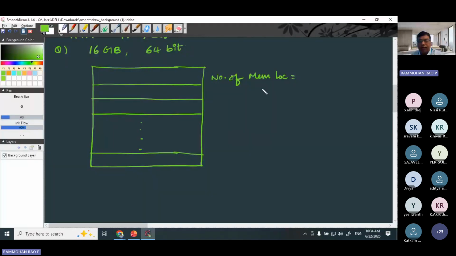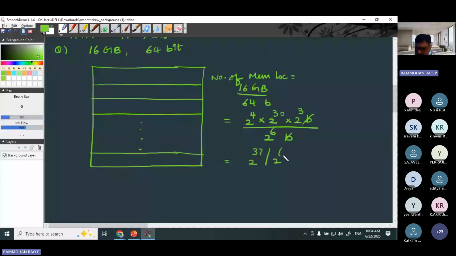So it is 16 GB divided by 64-bit. 16 can be written as 2 power 4. Giga can be written as 2 power 30. Byte can be written as 2 power 3 small b, divided by 64, which is 2 power 6, and small b as it is. b and b got cancelled. Now it is 2 power 4 plus 30, 34, 34 plus 3, 2 power 37 divided by 2 power 6. It will become 2 power 37 minus 6, 2 power 31.